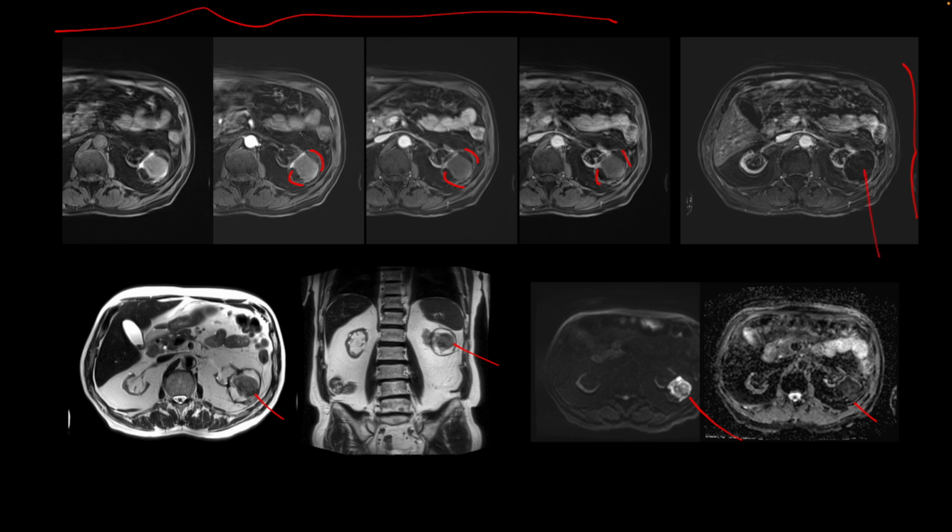The hematoma would be variable on T2. It would be T1 bright and may show restricted diffusion. So this is an appearance of RCC post-ablation where there is no evidence of recurrence or residual disease.